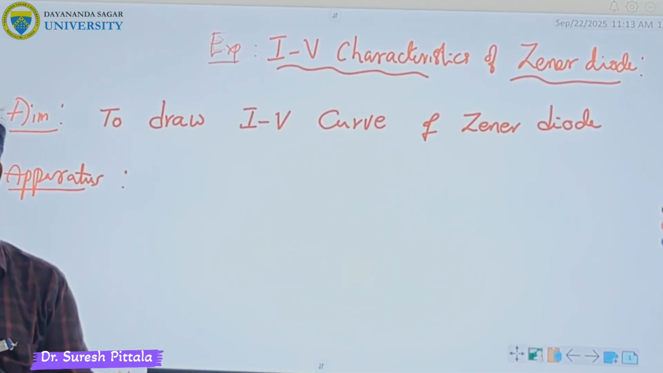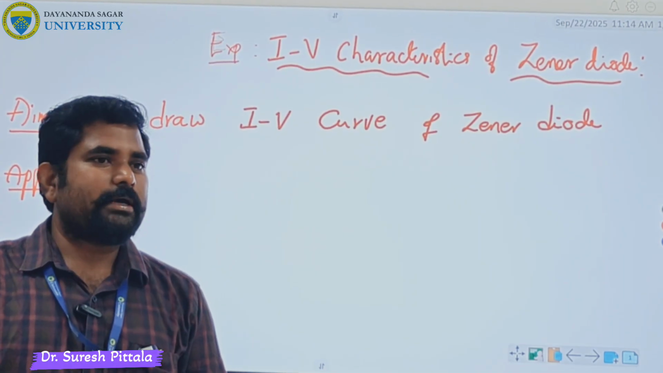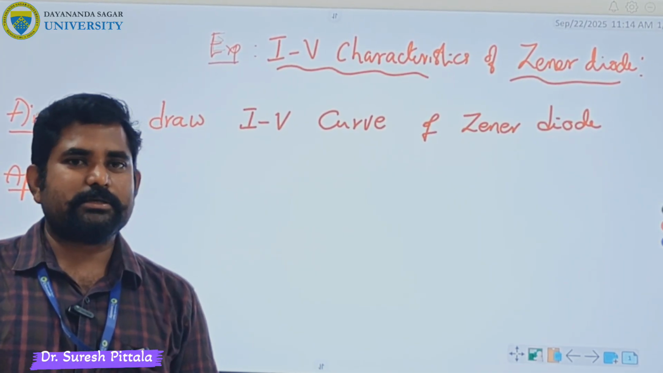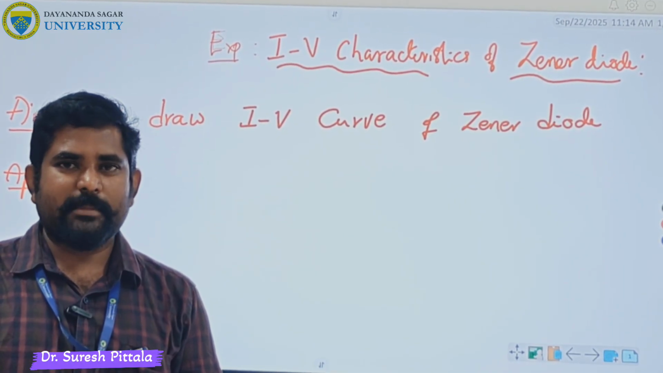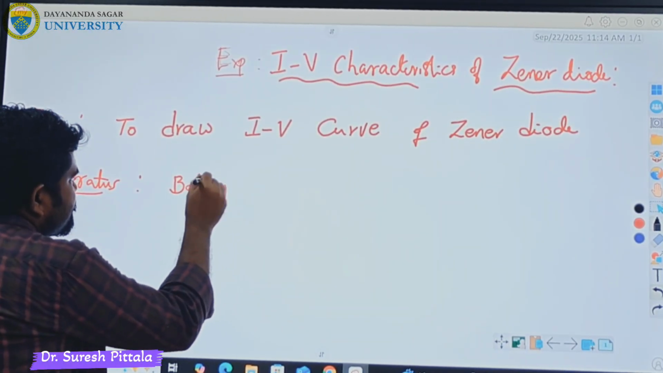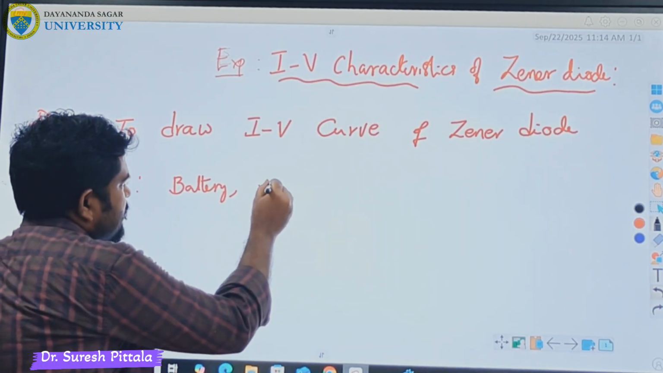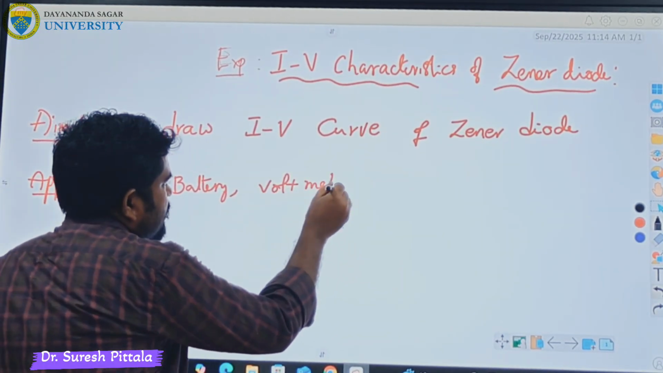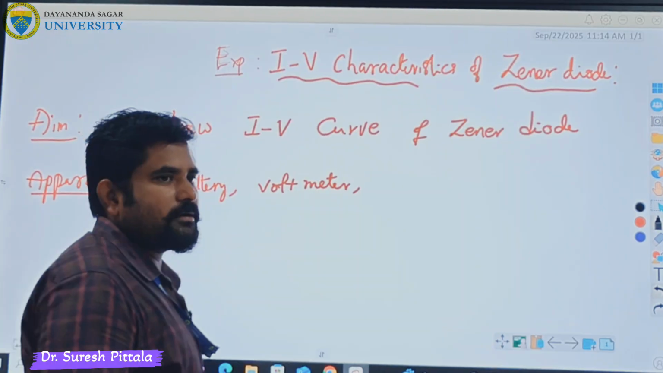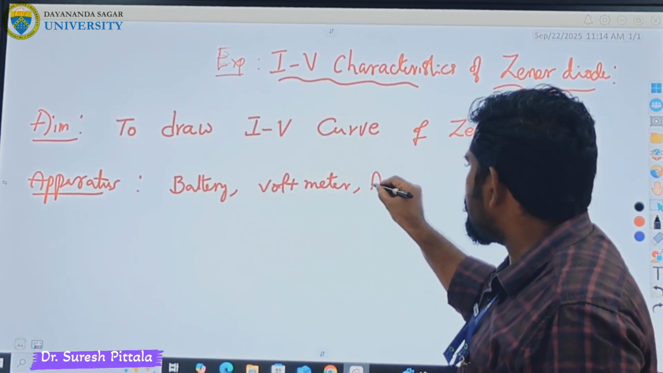Why are we specifying DC only? Any idea? In this experiment, we take only DC. We don't go AC. Think about it. I will tell you. Battery, in simple language I will write. Right? Then to measure how much you need, a voltmeter. Voltmeter reads the voltage. Then current also you want to know. Very good. Ammeter.